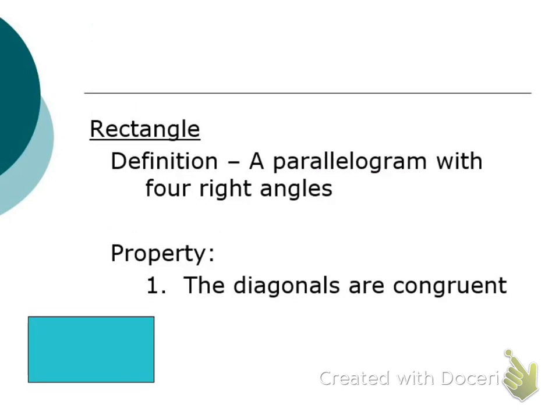All right, a rectangle, pretty straightforward, something you're probably familiar with. A parallelogram with 4 right angles. Again, all of our properties of a parallelogram would hold true. There is one additional property other than the 4 right angles. That property is that the diagonals are congruent. So in our picture, I would recommend drawing in your right angles. All 4 of those angles are right angles.